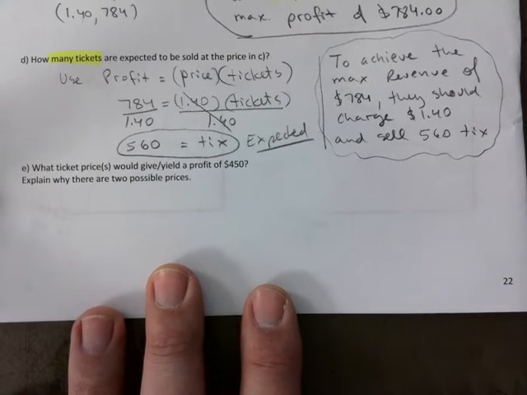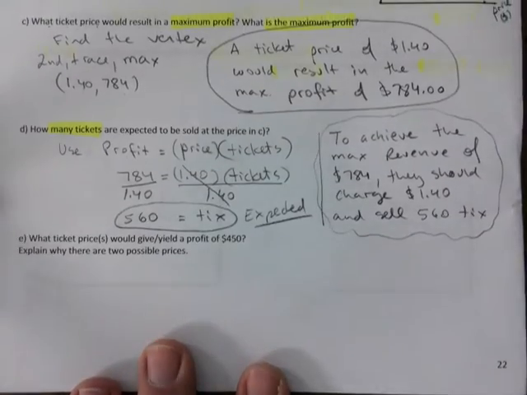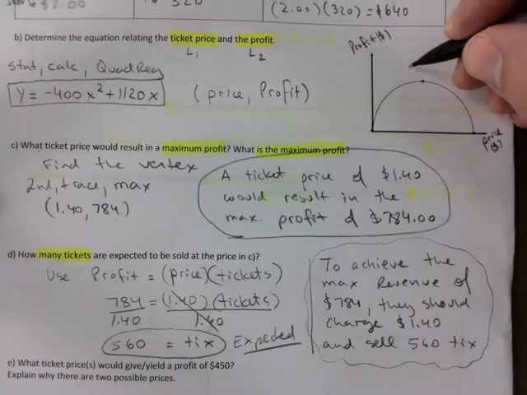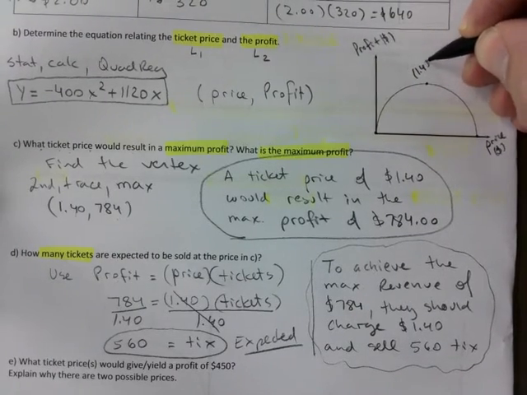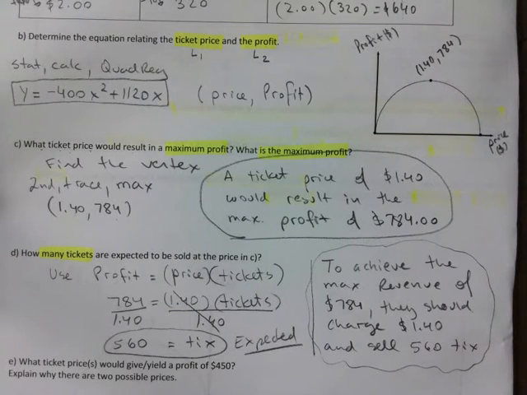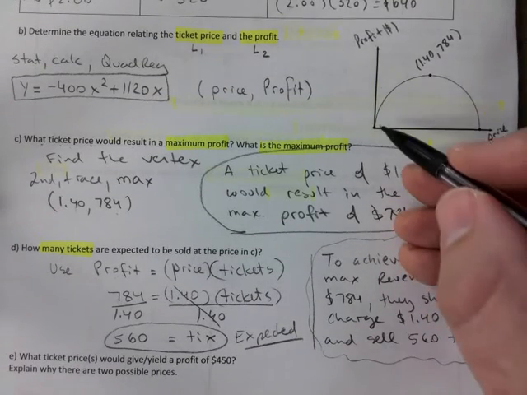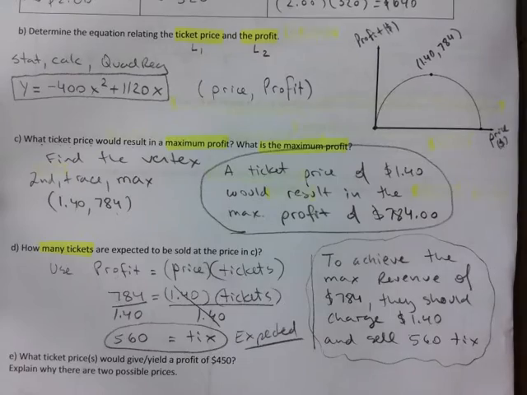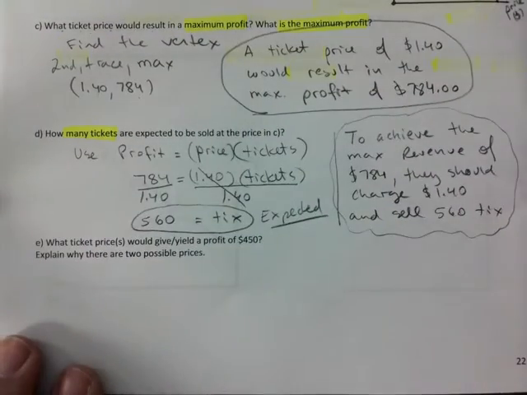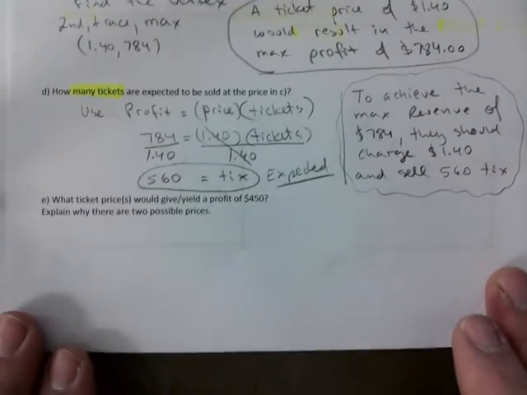And let me just go up to our graph here. And let's just label this 140, 784. This point right here, I'm not sure if I asked you to find it. I will in a bit, so let's just leave it at that, just the vertex up there.